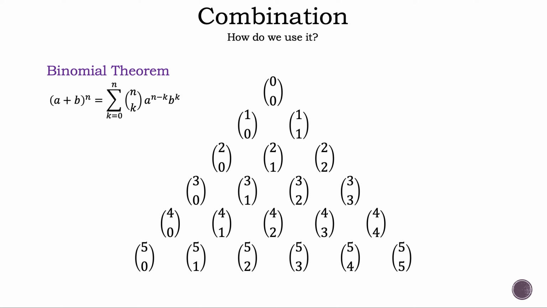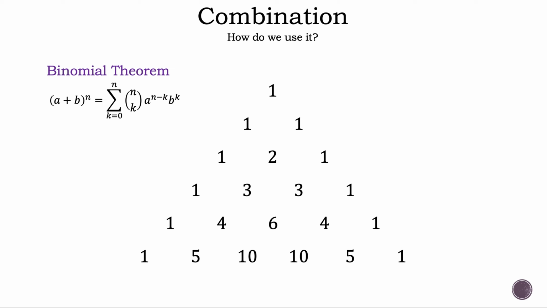Now, one cool fact about combination is that we can use it to create this table. How does this table look familiar? That is correct. It is the Pascal's triangle. So we can use combination to create the Pascal's triangle, since order does not matter. Which leads us to the binomial theorem. Let's go! That's cool.